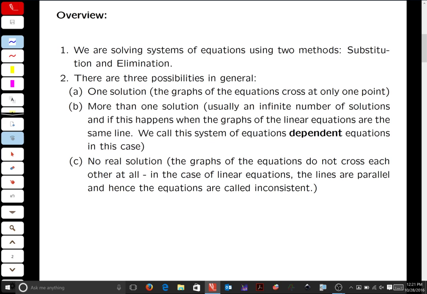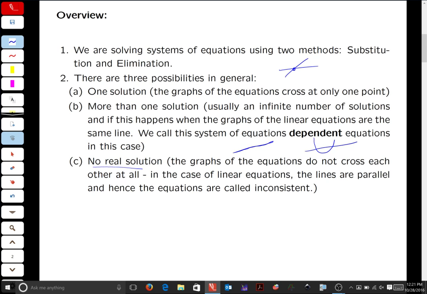So there are a few different possibilities that can happen when you're solving your 2 equations in 2 unknowns. You can have one solution. If you think about straight lines, your straight lines can cross in one point right here, and that gives you one solution to your equations. You can have more than one solution. That would be you have 2 lines, one right on top of the other, or you could have a parabola with a line crossing through it, a quadratic with a line crossing through it.